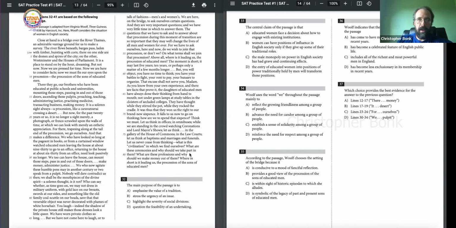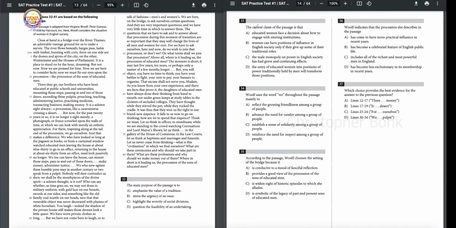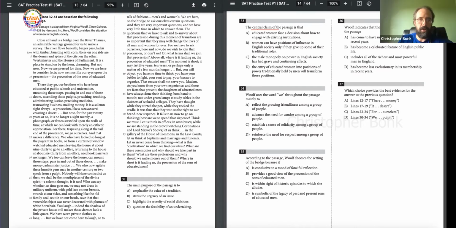And so as we get into these first two questions, 32, 38, these are common types of big picture questions. We've seen plenty of these earlier on, but we have either the central claim of the passage or main purpose of the passage.